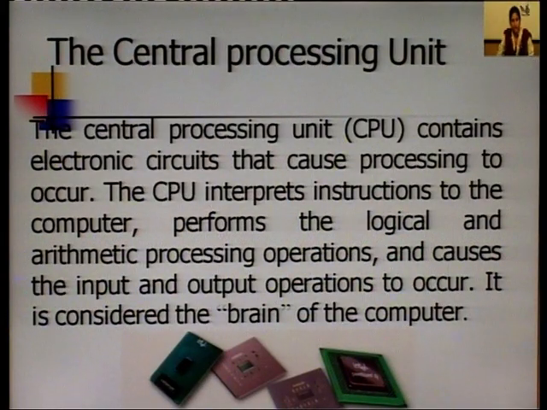The main topic of today's lecture is the central processing unit. We will study it in depth. The central processing unit contains electronic circuits that cause processing to occur. The CPU interprets instructions to the computer, performs the logical and arithmetic processing operations, and causes the input and output operations to occur. It is considered the brain of the computer. All the arithmetic operations and other controlling operations are performed in the CPU, that is, the central processing unit.